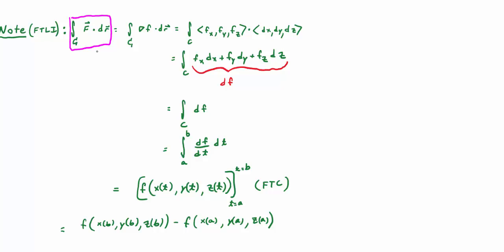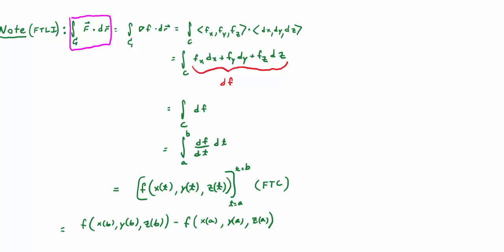You don't have to use F dotted with r prime of t dt. You don't have to integrate that. You can just take f of the endpoint, f of b, minus f of a. f evaluated at b minus f evaluated at a. Doesn't that look familiar? Yeah, it really is the fundamental theorem of calculus, line integral version.